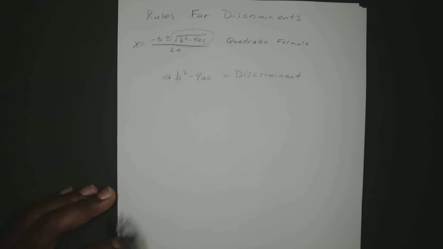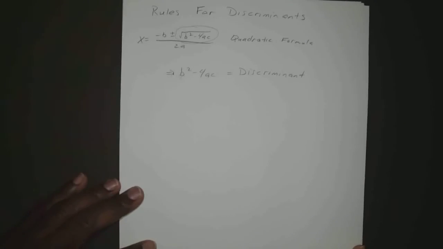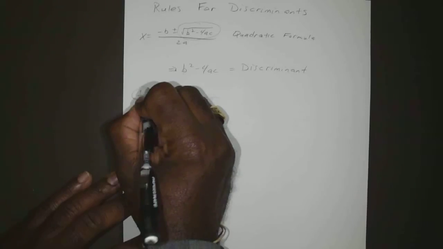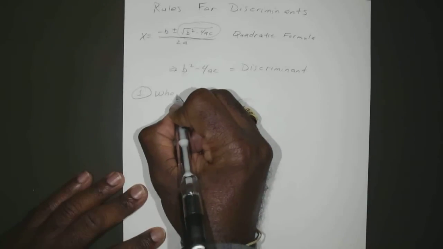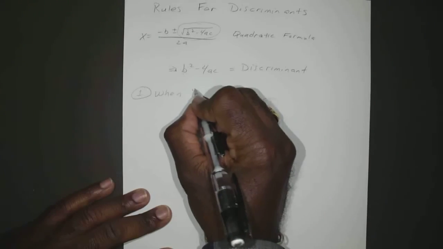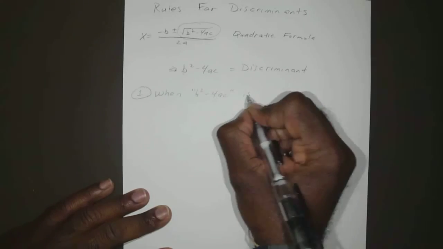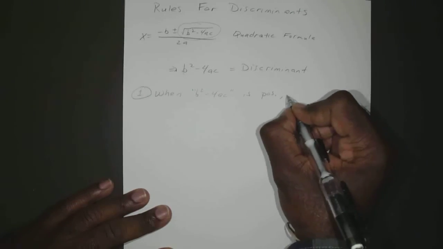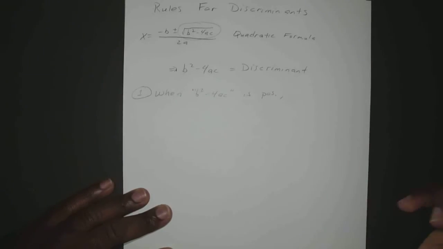Okay. So I guess you can call them properties of discriminants. Okay. So we know that when your discriminant is positive, you have two distinct solutions, real solutions. So when b squared minus 4ac is positive, I'll say there are two distinct real solutions.